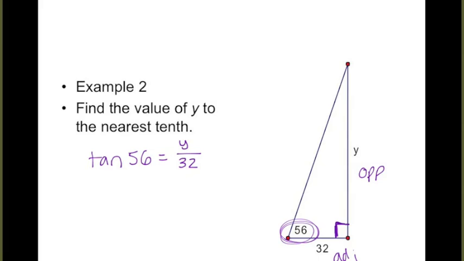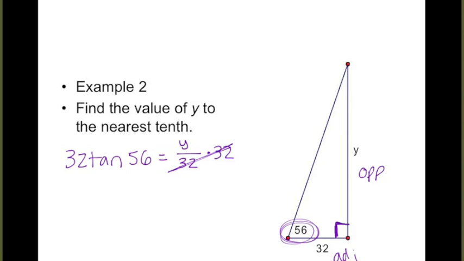We are trying to solve this for y. What is being done to y right now? It's being divided by 32. How do I undo dividing by 32? Multiply by 32. We write that 32 in front of the tangent, not right next to 56, because that 32 is multiplied by the tangent. It's not multiplied by the 56.